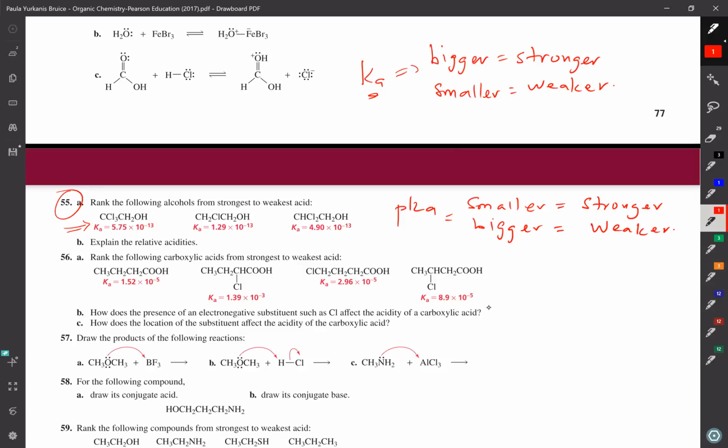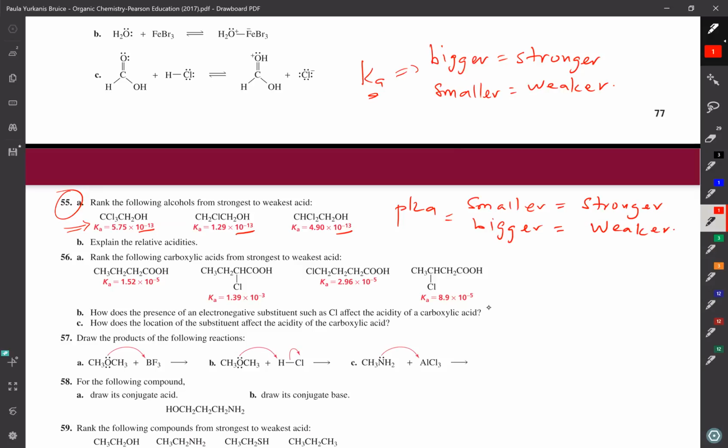That would be misleading. So let's look at this situation right in front of us here. Now, instead we'll be giving the Ka values, and if you look at the exponentials, they are all the same value: 10 to the negative 13, 10 to the negative 13, 10 to the negative 13. Because those exponentials are all the same, it becomes easy to compare the Ka values. In this case, the bigger the Ka value, the stronger the acid, and the smaller the Ka value, the weaker the acid.